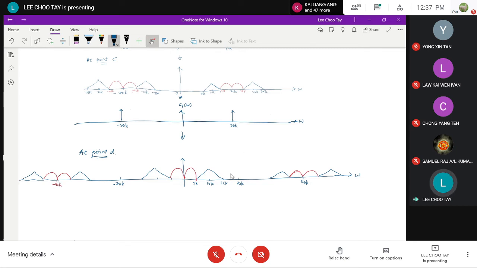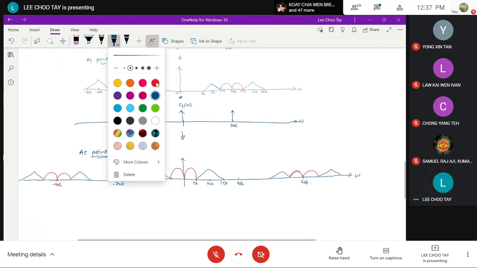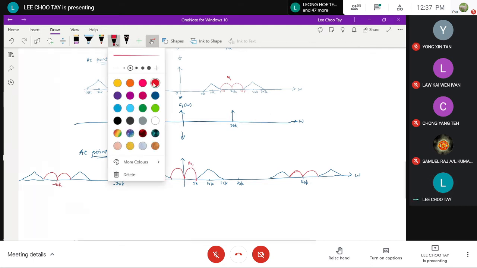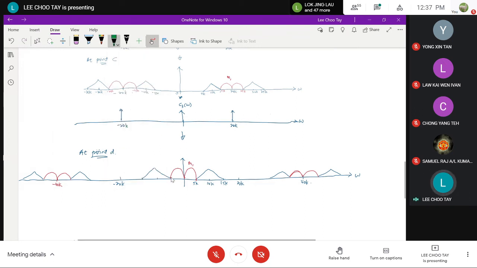I'm only interested in recovering the signal that's at baseband. So I have to pass this signal through a low pass filter if I want to recover M1. Remember, red color is my M1. So to recover M1, I'm going to pass this signal through a low pass filter. So what low pass filter should I use?